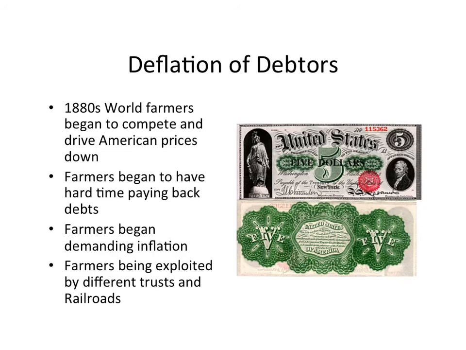And so in 1880, world farmers also began to compete and drive down American prices. Farmers began to have a hard time paying back some of their debts. So the farmers began demanding inflation, right?